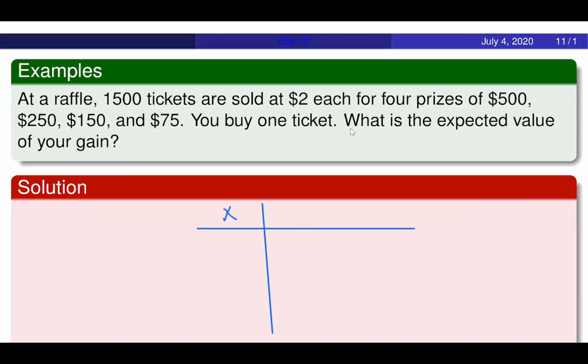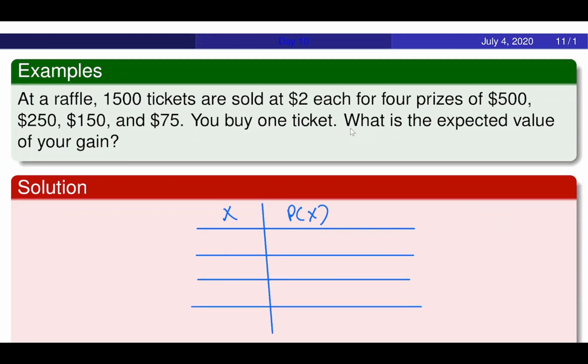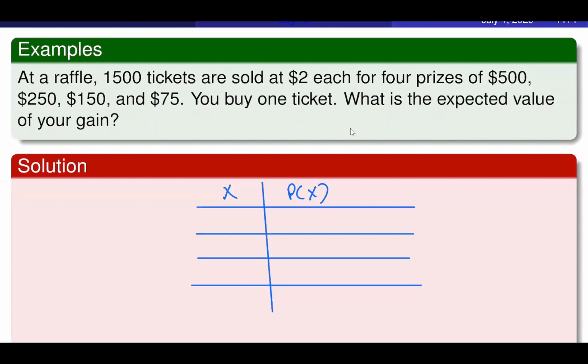So for this one, we're going to create this table. We're actually going to have to create the table to be able to figure out this next part. So the first thing we're going to do is list out how much money this person can win. So how much money can the person win? 500, 250, 150, and 75. All right, perfect. So we'll start from lowest to highest.